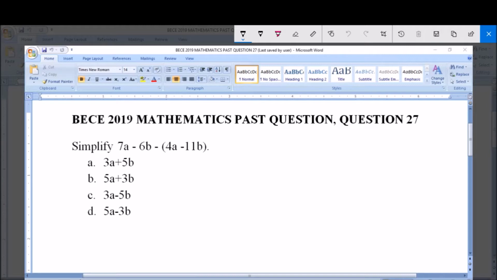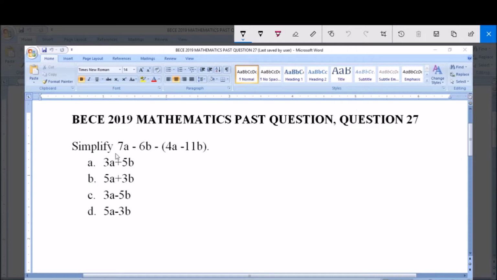Now A, we have 3a plus 5b. B, we have 5a plus 3b. C, we have 3a minus 5b. And D, we have 5a minus 3b. So A, 3a plus 5b. B, 5a plus 3b. C, 3a minus 5b. And D, 5a minus 3b.